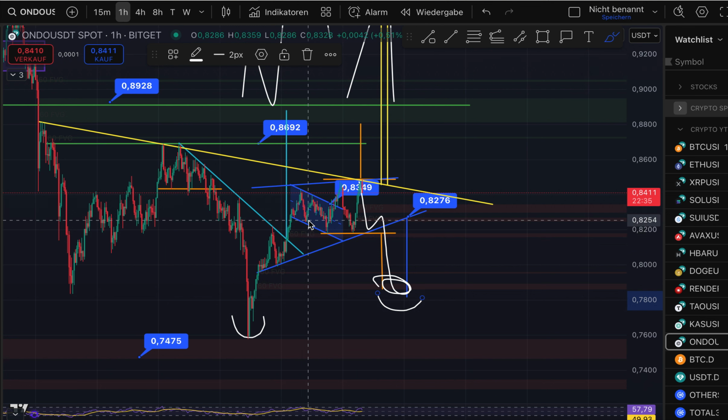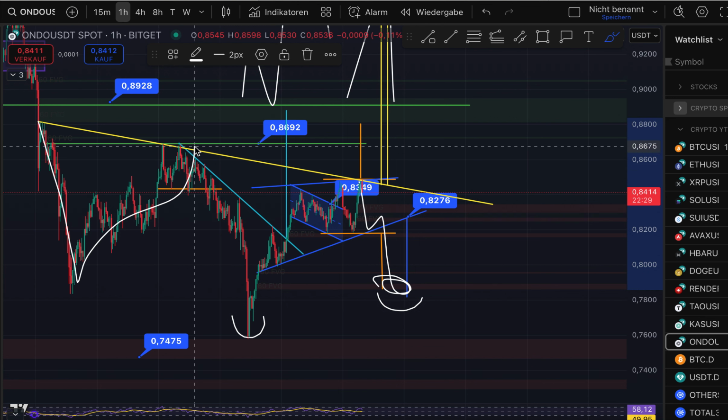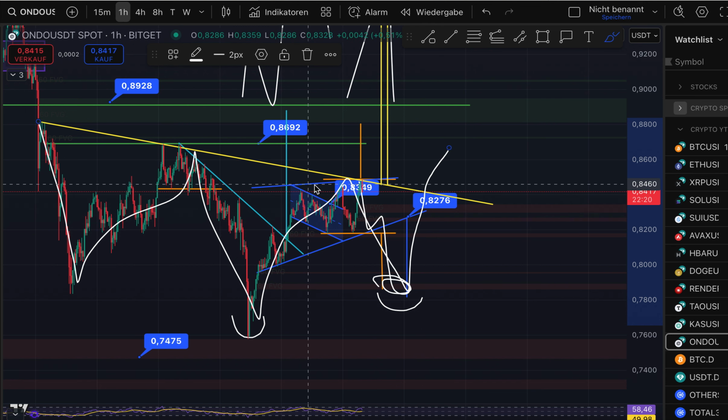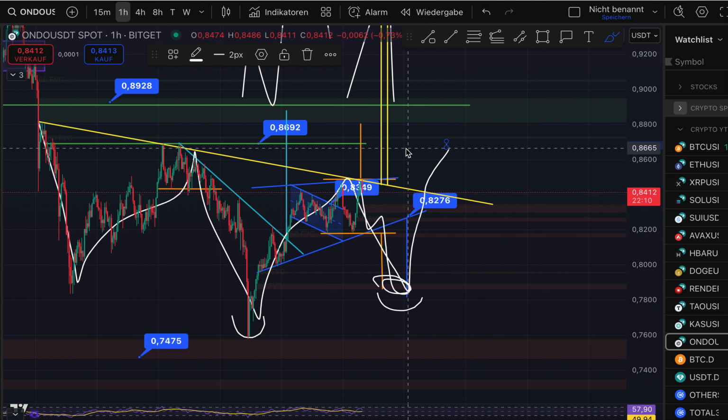Afterwards, we would get, in my opinion, an inverted head and shoulders formation, which should break to the upside, which should get into the target of the upper part of the rectangle, which is the 88 cents. And this is going to get very interesting because then we have two targets directing us into a fair value gap.